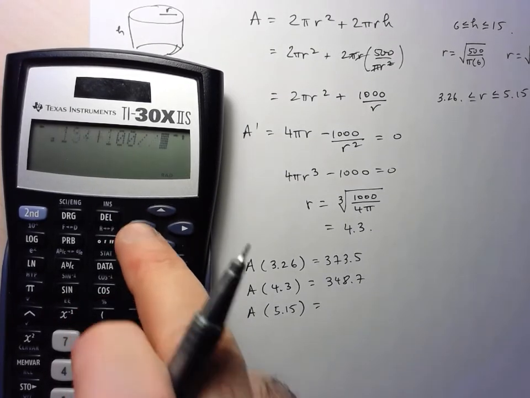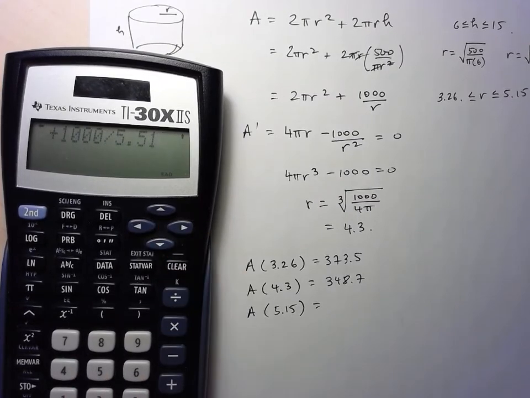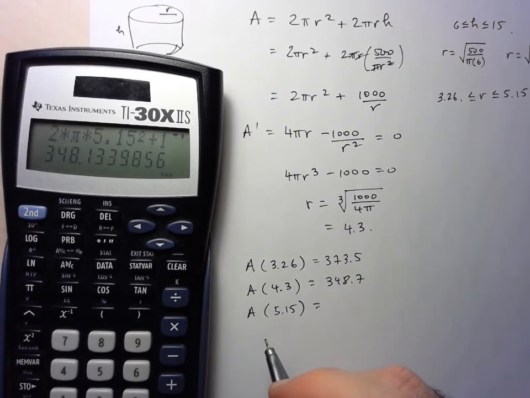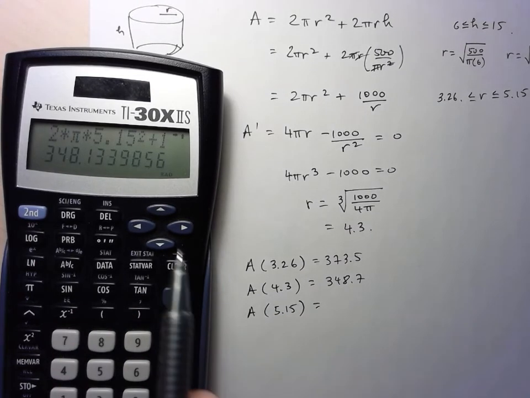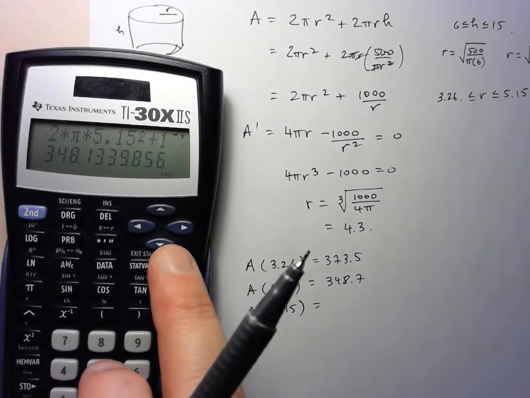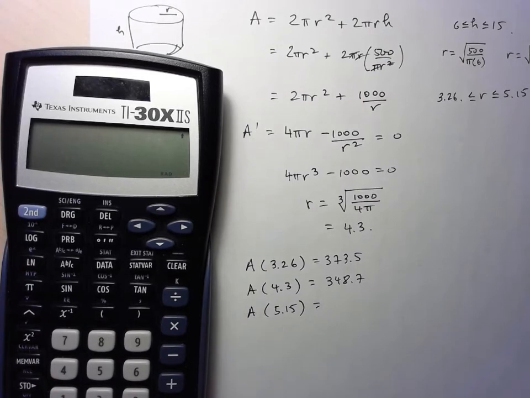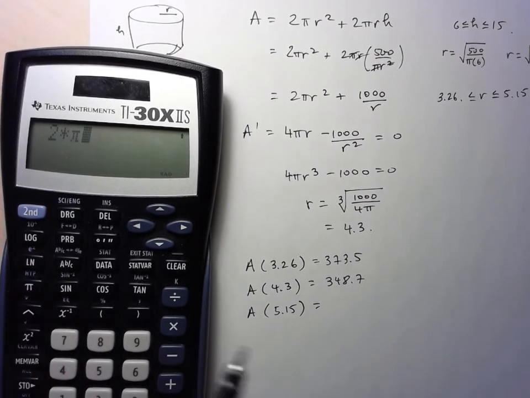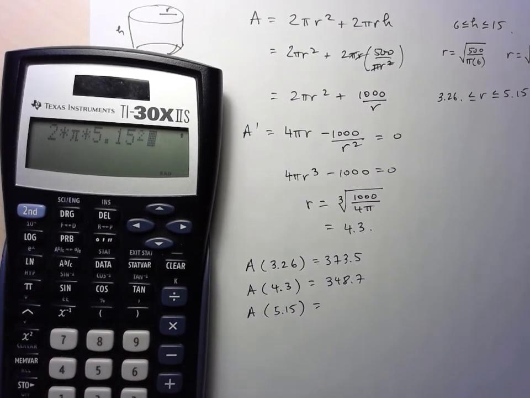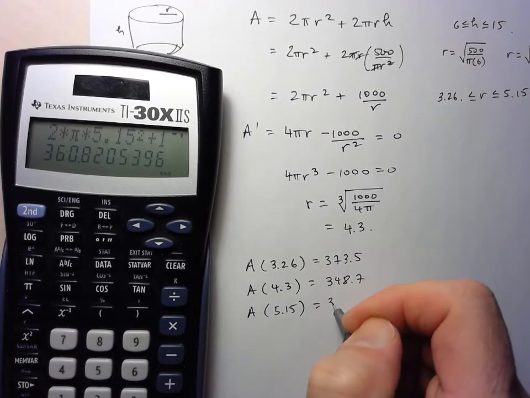Whoops, that should be 5.15. Okay, and so I'm actually getting a smaller number here. I'm a little suspicious about that, so I'm just going to check that again to make sure I did not make a mistake. So 2 times pi times 5.15 squared, plus 1,000 divided by 5.15, and there we go. I must have made a little mistake when I made that change.